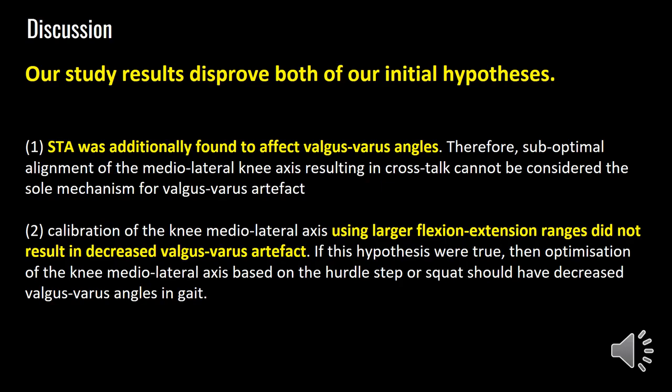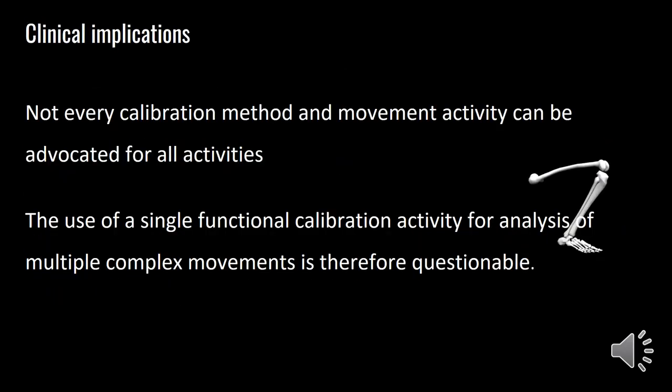As I mentioned earlier, if this was true, then optimization of the axis based on the hurdle step or squat should have decreased the valgus varus angles in gait. However, we showed that that wasn't the case. This therefore has some eminent clinical implications. What we found is that not every calibration method and movement activity can be advocated for all activities, and so the use of a single functional calibration activity for the analysis of multiple complex movements is questionable.